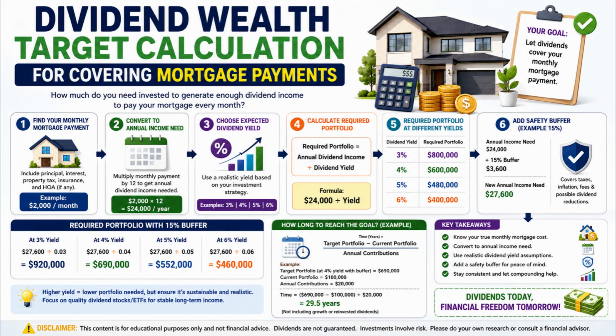Next, estimate how long it may take to reach the goal. The formula is target portfolio minus current portfolio, divided by annual contributions. For example, if the target portfolio at a 4% yield with buffer is $690,000, and the current portfolio is $100,000, then the remaining gap is $590,000. If annual contributions are $20,000, then $590,000 divided by $20,000 equals about 29.5 years.